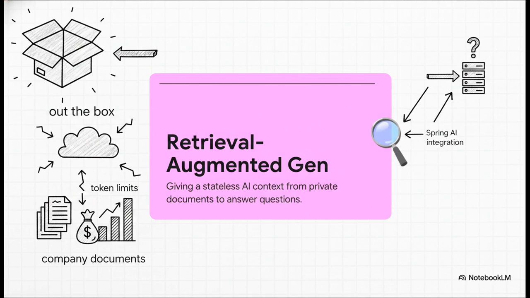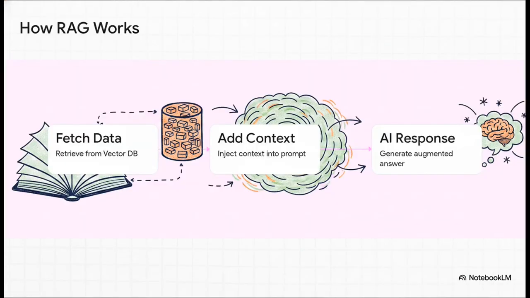Now, you could try pasting all your company documents into the prompt, but that's going to blow up your token limits and cost a literal fortune. The functional, real-world solution to this? RAG, or Retrieval Augmented Generation. And what's really fascinating here is how Spring AI automates this entire complex flow.